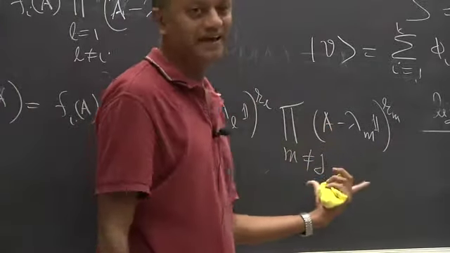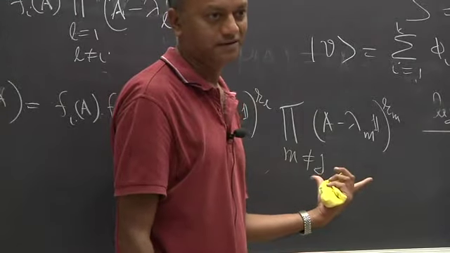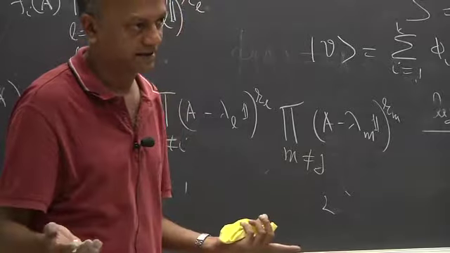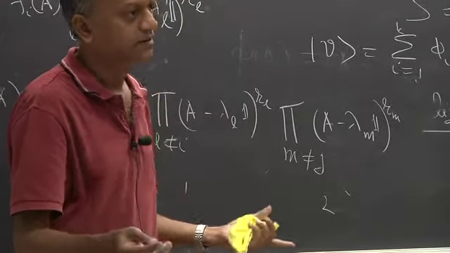But then that becomes phi(A) itself, right? And phi(A), from the Cayley-Hamilton theorem, we already know is exactly 0, identically 0, right? So that's the way you prove it.